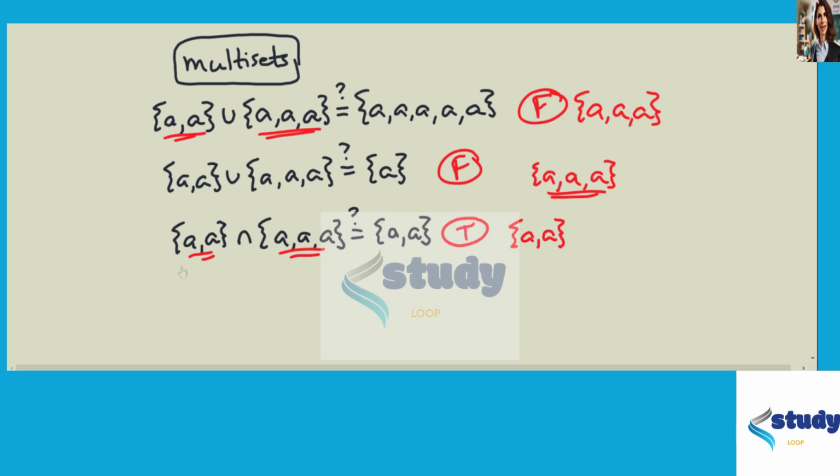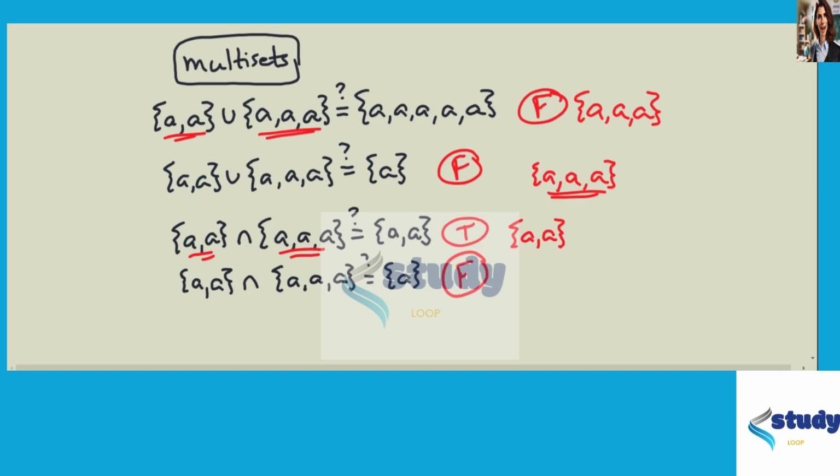Okay, fourth statement. Again, I'm going to have a set with 2 A's, intersection with a set of 3 A's. So this setup is just like what we had. And we want to know, does that equal a set with just an A? Well, since the last one was true, and it's the same piece on the left, this has to be false. We know the answer is a set with 2 A's. This only has 1. It is false.